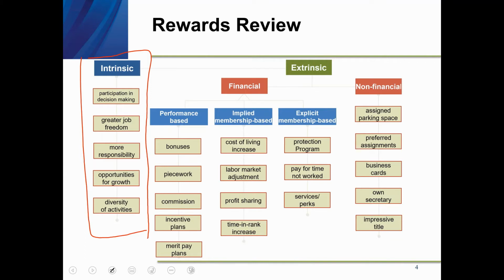So for example, if we go into detail about the intrinsic elements, an employee can be motivated if they have an opportunity to participate in decision making. There's a whole literature on employee empowerment and employee involvement that talks about intrinsic rewards. Again, sometimes employees are really motivated if they see that they have greater freedom in making their own decisions, or in terms of working in their job.